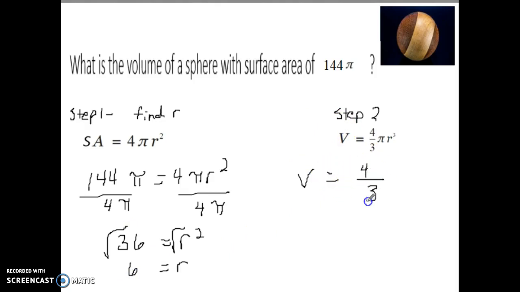We've got 4/3. We're going to leave in terms of pi, and then r cubed is going to be 6 cubed. So we're going to do that first. So 6 times 6 times 6 times 4, divide by 3, and we get the volume is 288 pi. If they told you to change that to 3.14, you'd multiply by 3.14.